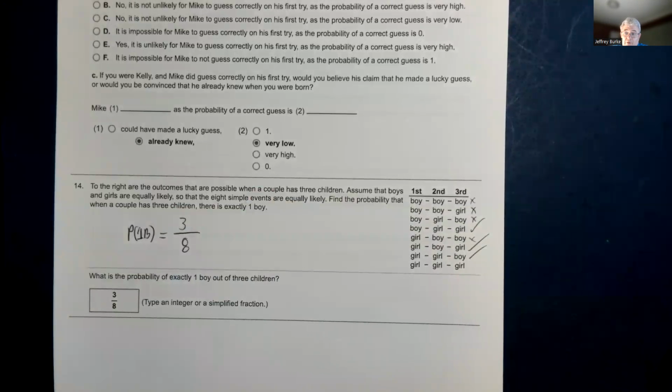Doesn't matter if the boys hit first, second, or third, but there are 3 possible events out of 8, which is how we get the answer to question 14.